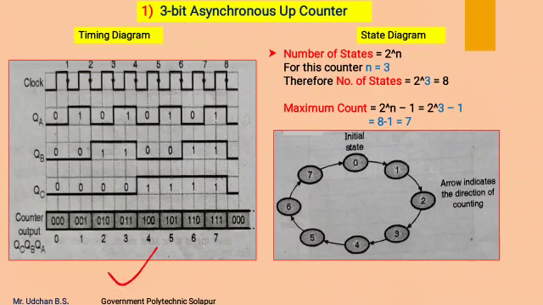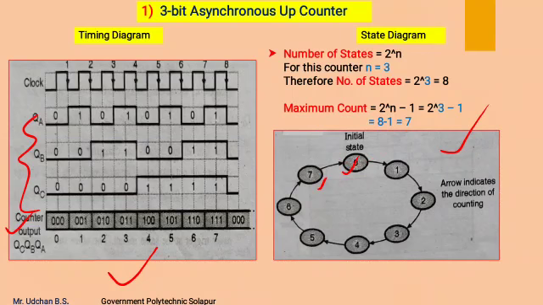This is the timing diagram of the 3-bit asynchronous up counter, where these are the three outputs of the counter, that is QC, QB, QA, and the counter output status is shown at every negative edge of the clock pulse. This is the state diagram of the 3-bit asynchronous counter, which consists of 8 states starting from 0, 1, 2, 3, 4, 5, 6, 7, and after the last state it will again start with the initial state 0.